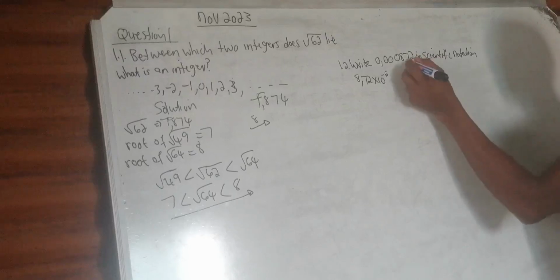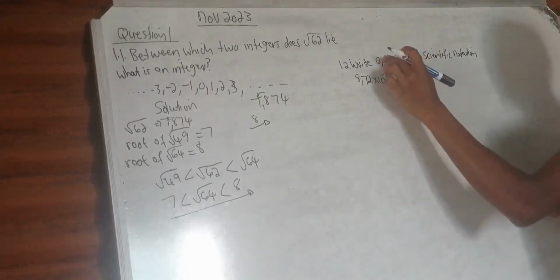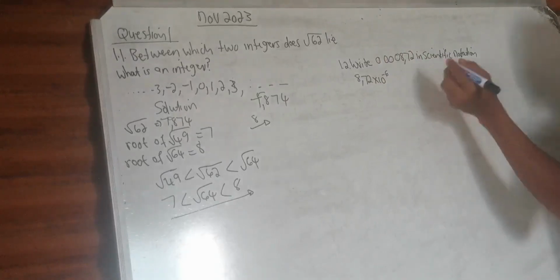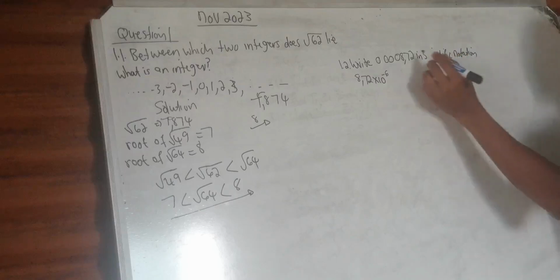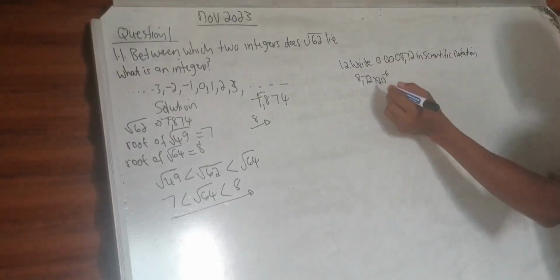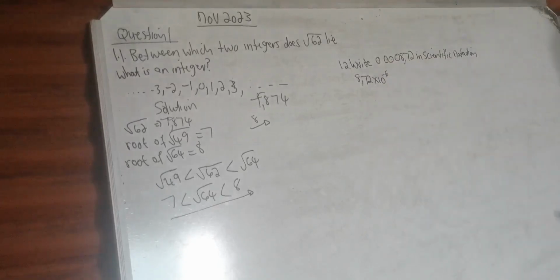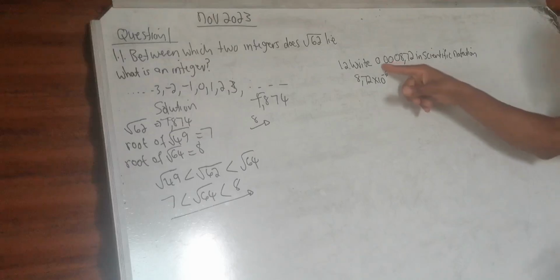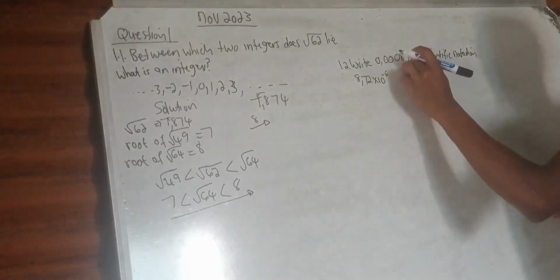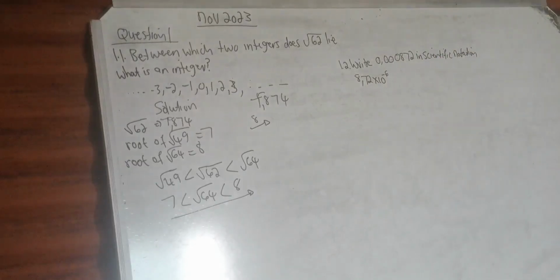Move the decimal comma: 1 2 3 4 5 6. So it is times 10 to the minus 6, because the number was less than one, it is 0 point. That's why it is minus 6. Use the calculator, and the answer is simple.